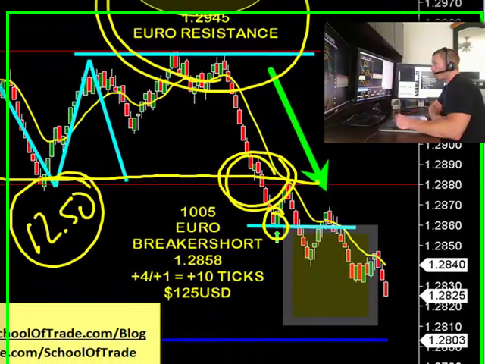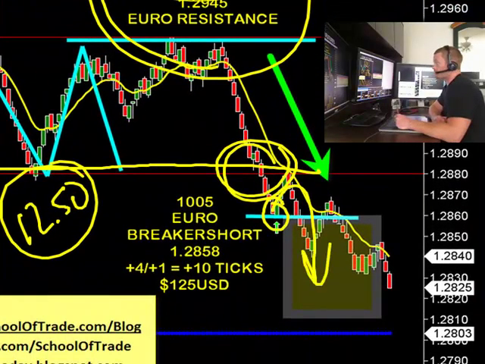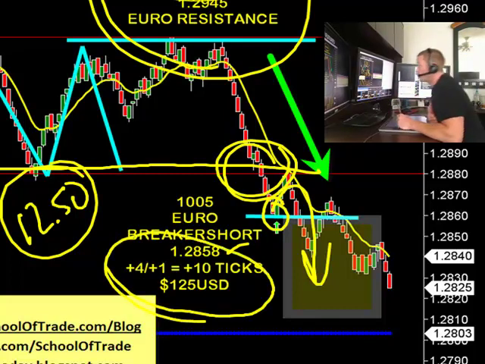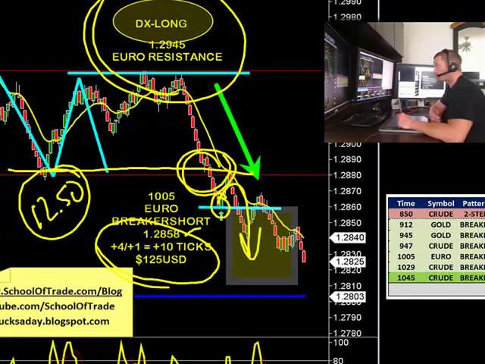So we broke below swing low here. That, of course, is your entry for your breaker pattern short. 28.58 was the fill. We got our +4 filled. Moved our stop down to entry +1. We got stopped out for +1. That'll be 2 off at 4, 2 off at 1. That totals 4 contracts total. That's 10 ticks times 12.50 is 125 USD. So nice, easy winner there on the euro as well at 10:05.